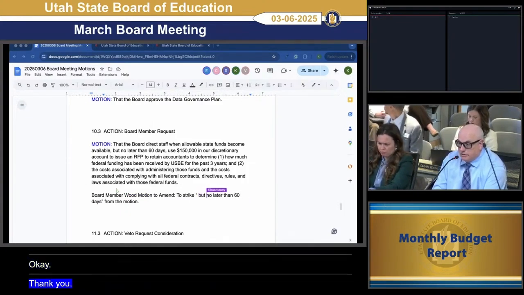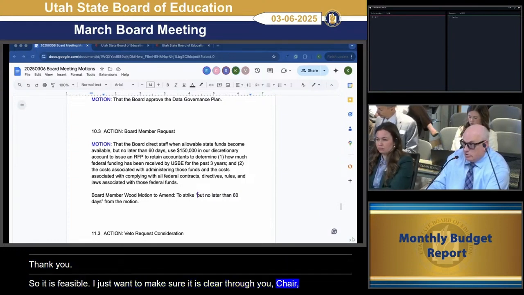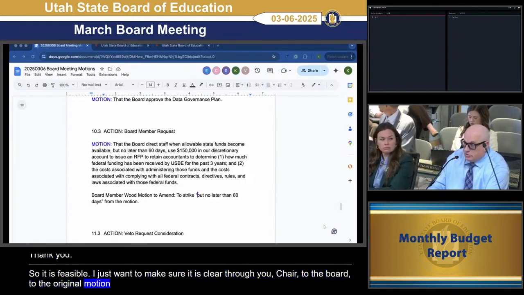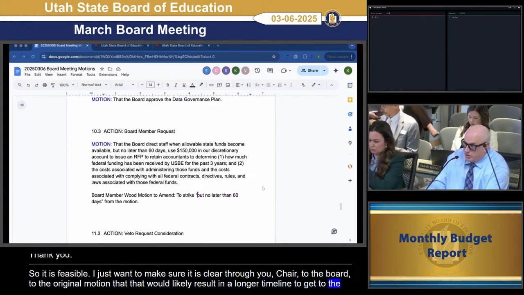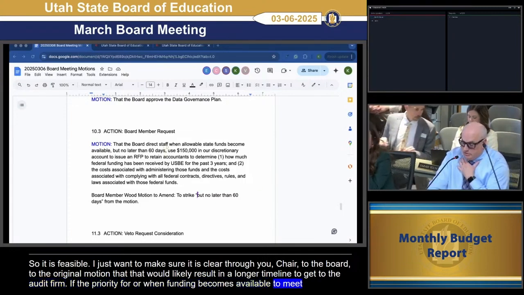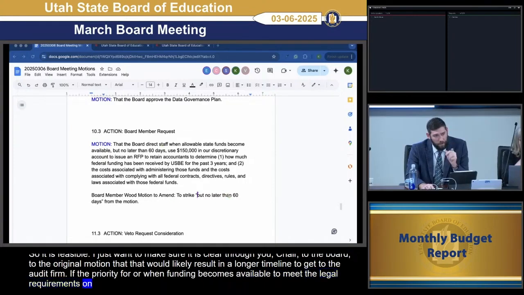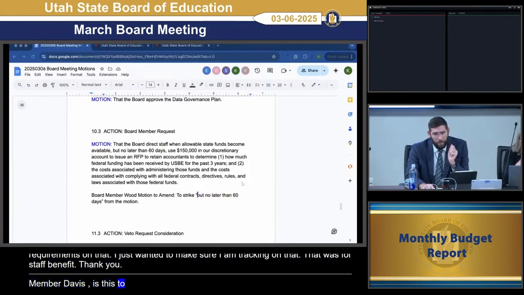I just want to make sure that it's clear through you, Chair, to the board, that the original motion would likely result in a longer timeline to get to the audit firm, if the priority is, when funding becomes available, to meet the legal requirements of that. I just want to make sure I'm tracking on that. That was for staff benefits, sir. Thank you. Member Davis, is this to the amendment or to the original motion? To the original motion. Seeing no other discussion on the amendment, Member Bogus?